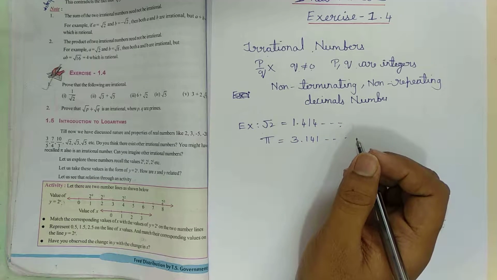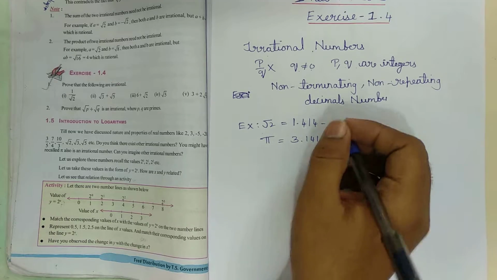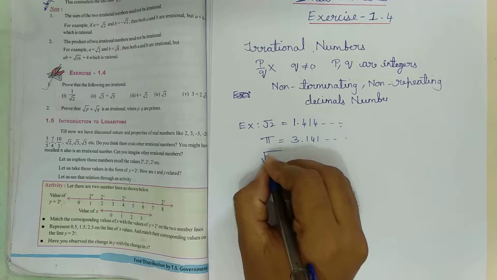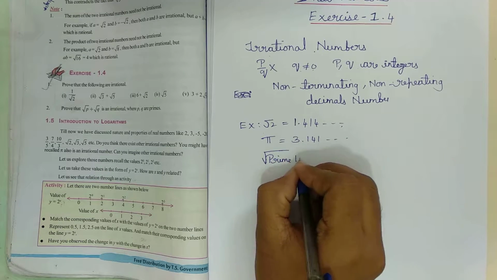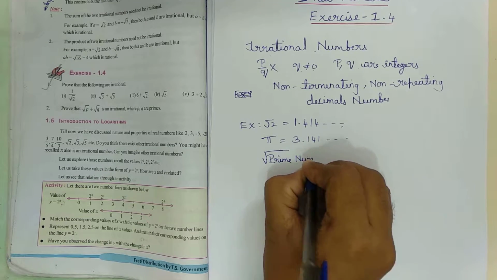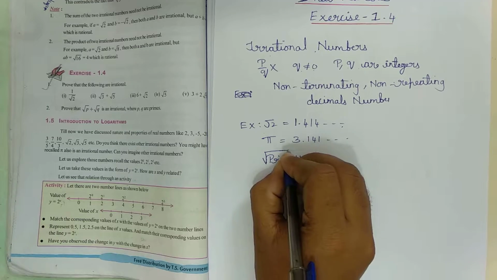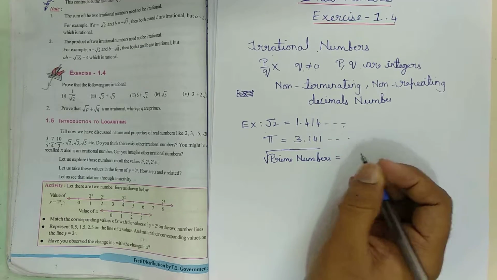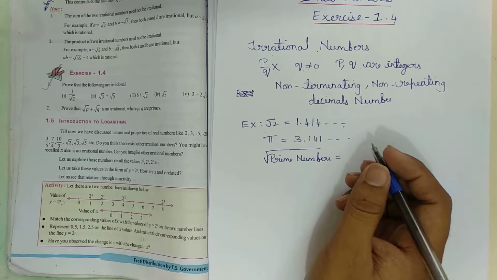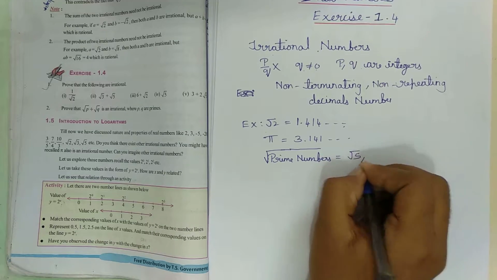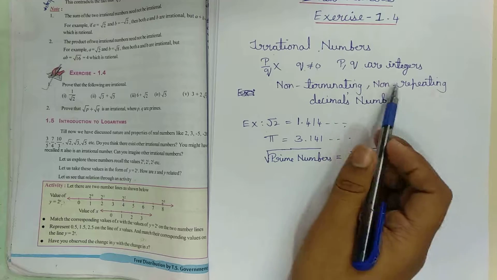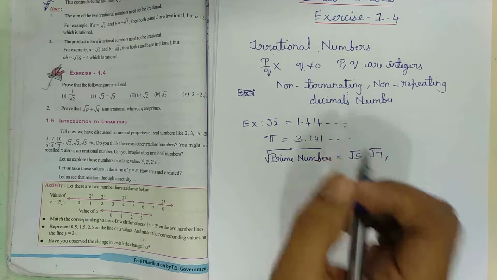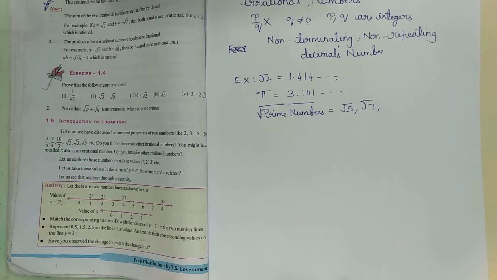All the roots of prime numbers are what? Irrational numbers. For example, root 5, root 7, all these numbers are non-terminating and they are not repeating also, so these numbers are called irrational numbers.